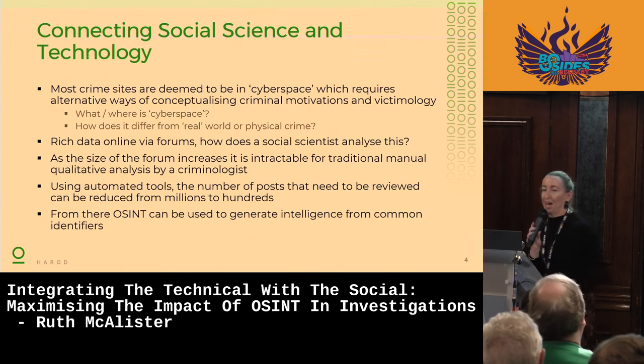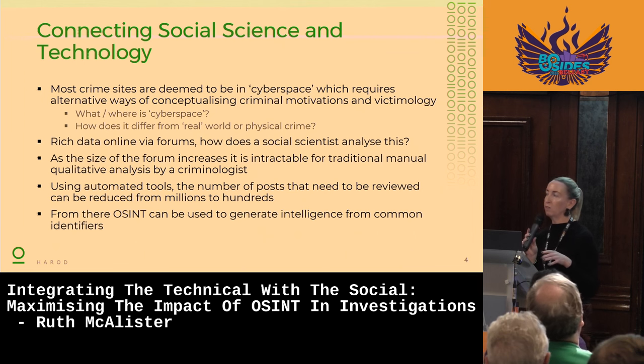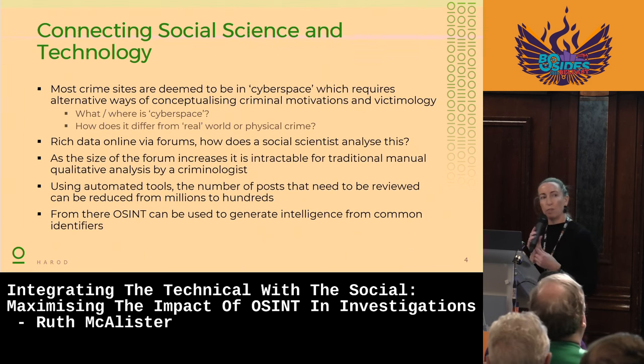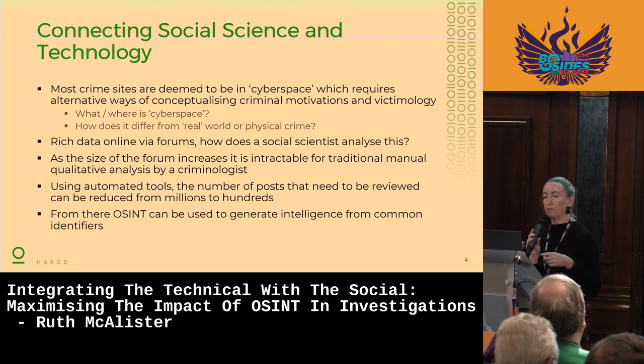So, I am not going to read every single point on these slides, don't worry. I just want to give a bit of a background, if you like, about how I came to be where I am. In terms of criminology, and especially with cybercrime, a lot of crime sites now happen in what we deem cyberspace. Of course, crime still happens on the streets, offline crime, I fully appreciate that. But we have to really think around new ways to conceptualize this online environment.